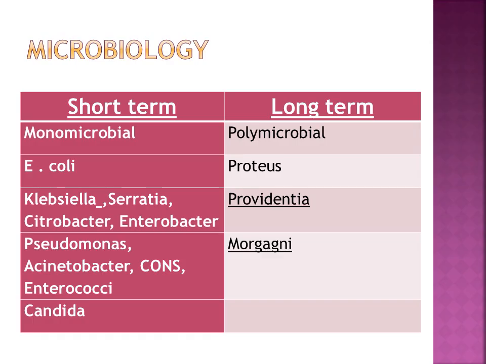Now we will see what are the causative agents, microbiological agents causing catheter associated urinary tract infection. If the catheter is placed short term, then it is monomicrobial, that is single organism is involved, and it may be more prominently E. coli and then other bacteria like Klebsiella, Serratia, Citrobacter, Enterobacter, Pseudomonas, Acinetobacter, CoNS, that is coagulase negative Staphylococcus, Enterococci, Candida. Candida is a fungus. So these are seen in short-term catheterization.